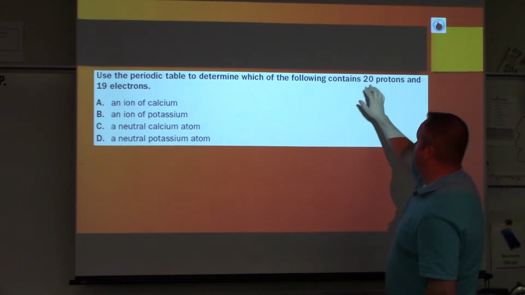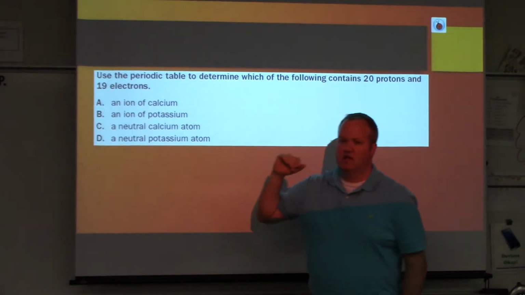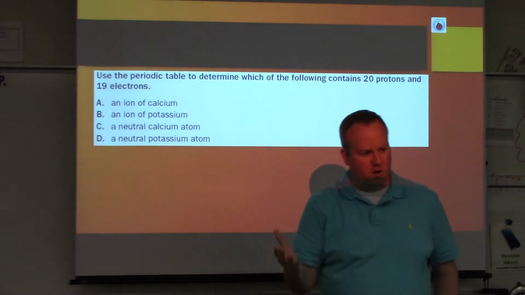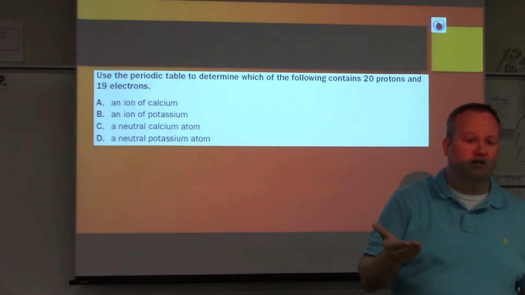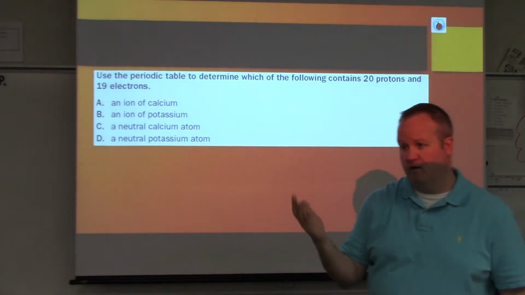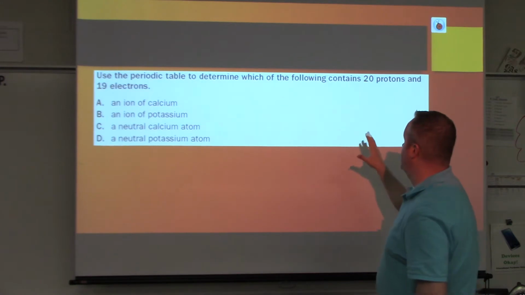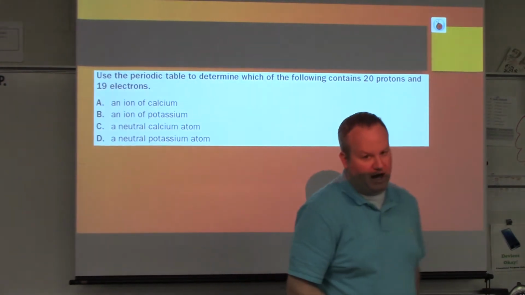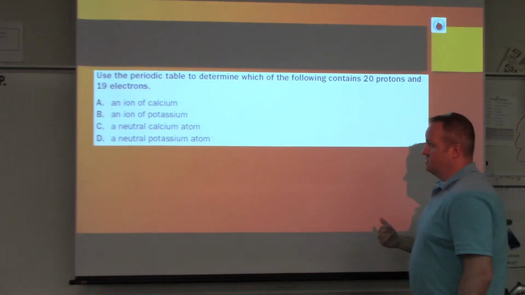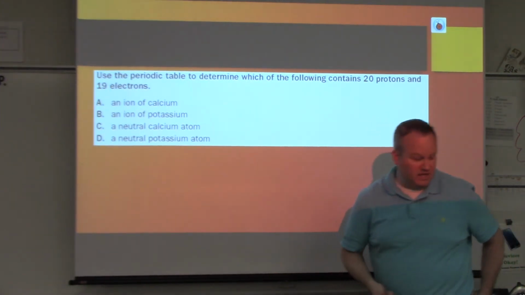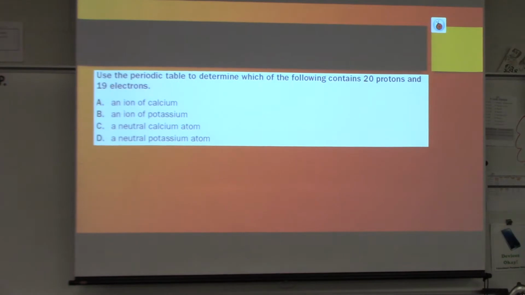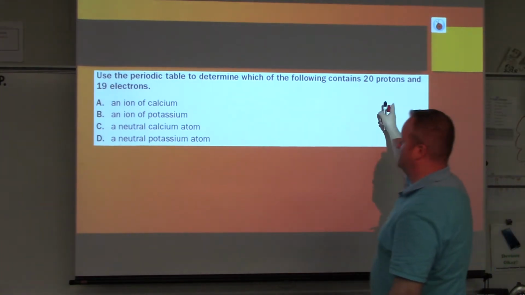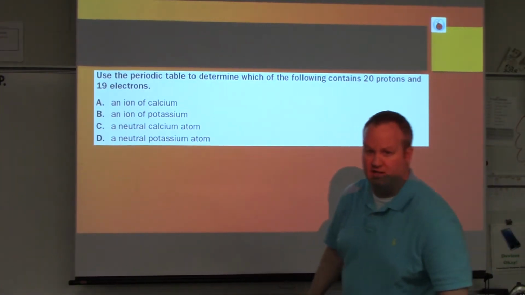This says it has 20 protons and 19 electrons. Now remember, when you have a different number of protons and neutrons, that's called an isotope. However, here we have a different number of protons and electrons. So that's going to be an ion. So the correct answer for this question should be letter A. It is an ion of calcium. And that is true because the number of protons and electrons do not match.